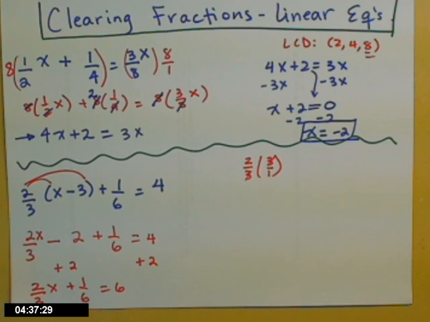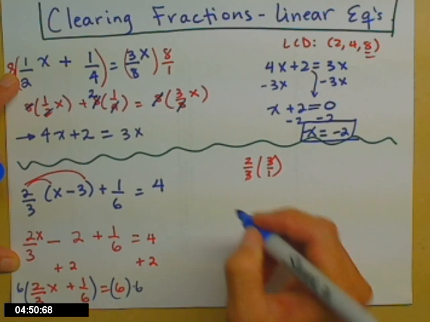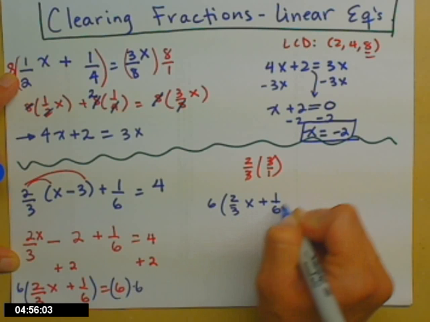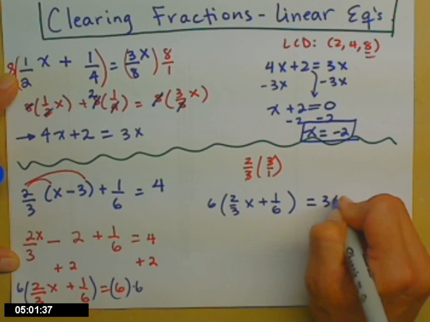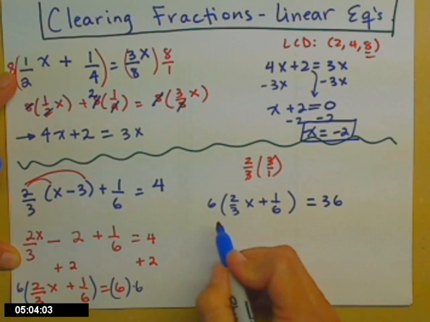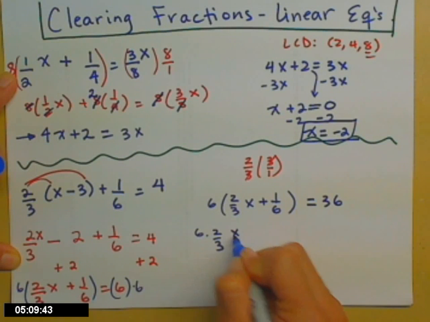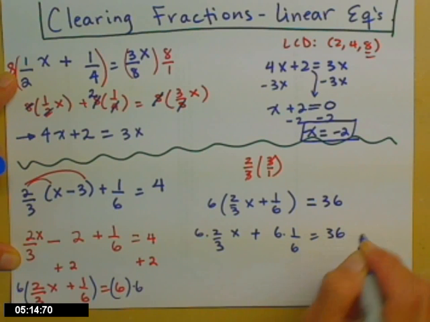Okay, so now I'm going to look at all of my denominators. I have a 3 and a 6, so my LCD is 6. I'm going to multiply both sides by 6. So what happens on the left is that 6 is going to distribute, canceling all of those denominators, and on the right, I'm just going to have 6 times 6 for 36. So 6 times 2/3 times x, and then 6 times 1/6 equals 36.